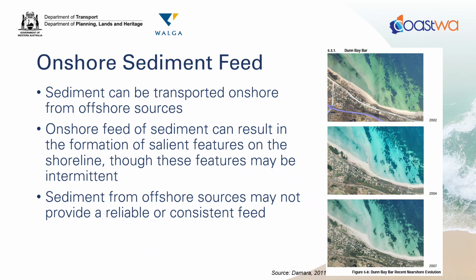So the example in the figures is from the Dunbay Bar, which is along the Busselton and Dunsborough shoreline. You can see here there's a really distinct line of sand. So there's a sandbar offshore. As you can see over time, that sandbar eventually intersects the coastline and starts to provide a feed of sediment directly onto the shoreline, and as a result you get this salient feature or this bump in the shoreline that's resulted from it. A few years later you can see that there's still this salient feature on the shoreline that's been caused predominantly by the impact of this onshore feed of sand. It's a good example of what an onshore feed of sediment does do.